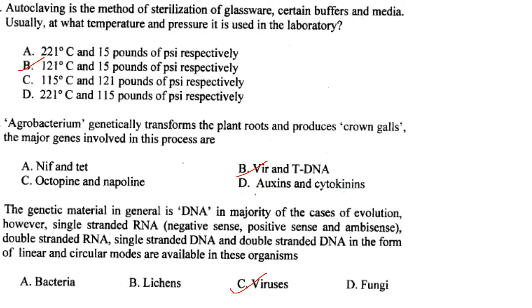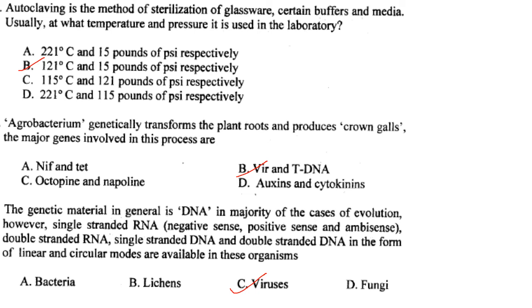Then, autoclaving is the method of sterilization of glassware, certain buffers and media. Usually at what temperature and pressure is it used in the laboratory? It is 121 degrees Celsius and 15 pounds per square inch, respectively. Answer is option B. The next one. Agrobacterium genetically transforms the plant roots and produces crown galls. The major genes involved in this process are Vir and T-DNA. So the answer is option B.